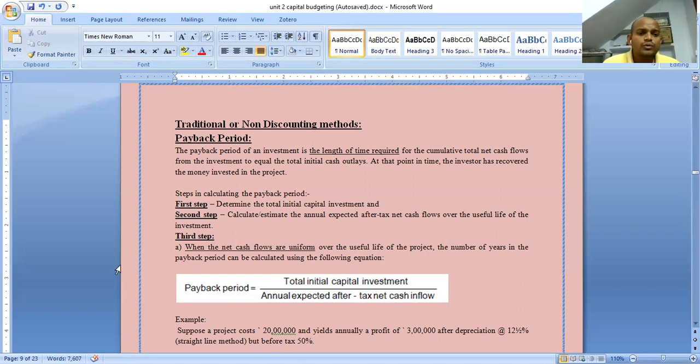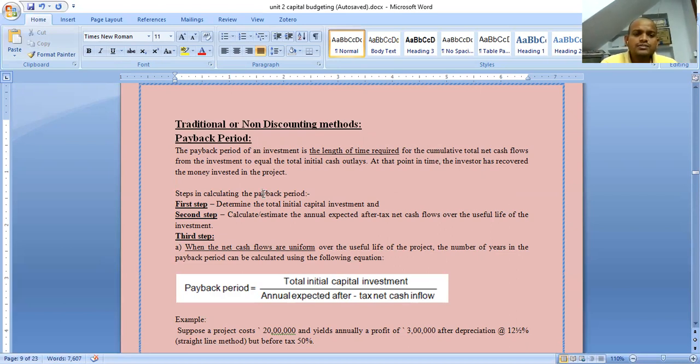Payback period of an investment is the length of the time required for the cumulative total of net cash flows from the investment to equal the initial cash outlays. So the payback period is that point in time at which the investor has recovered the money invested in the project. So how to calculate this payback period?